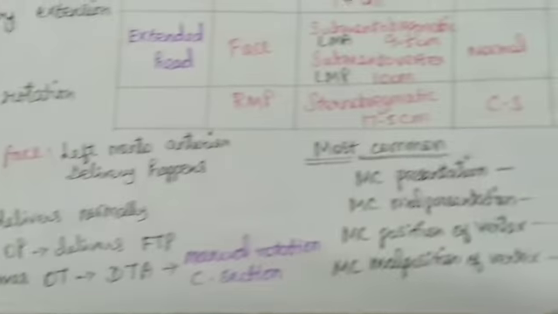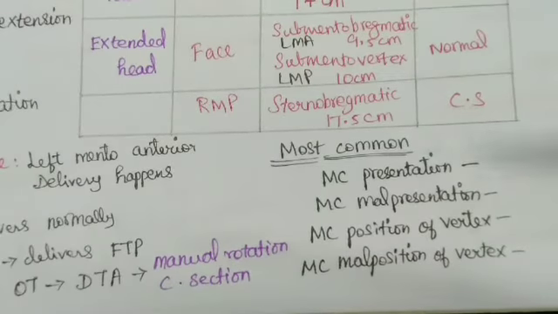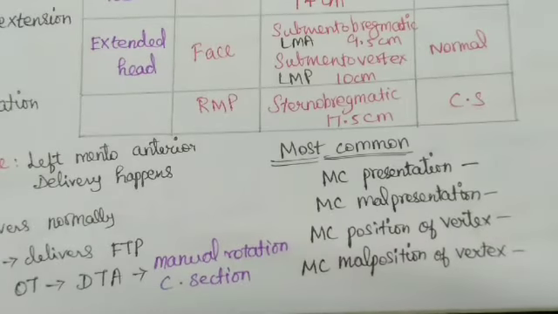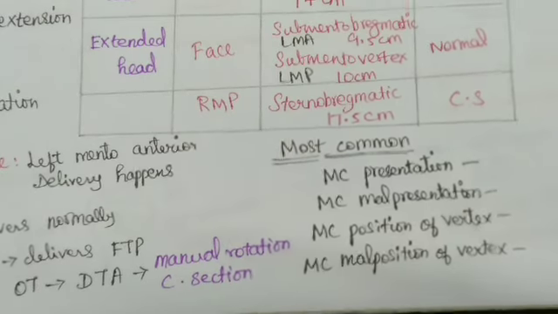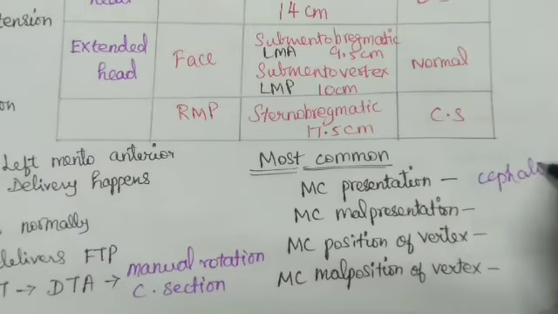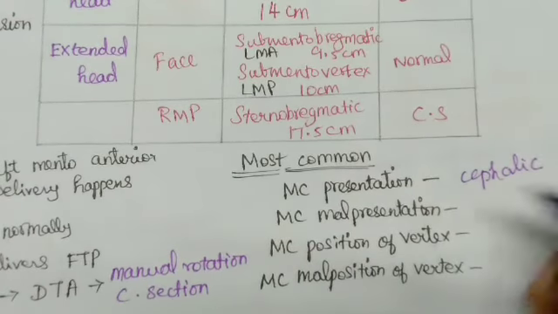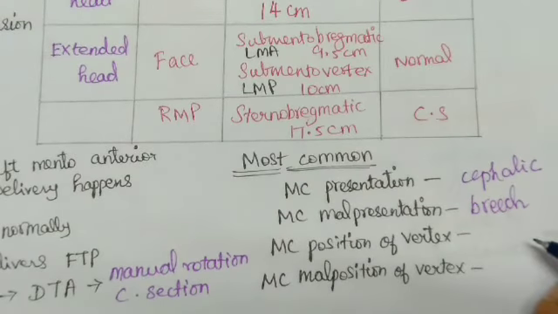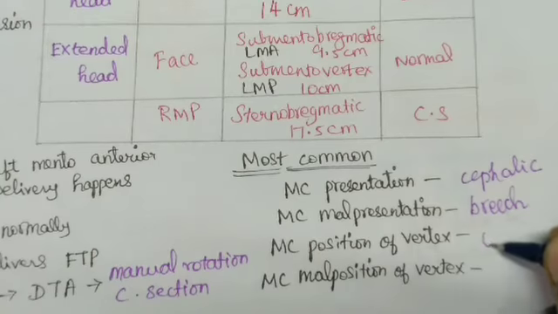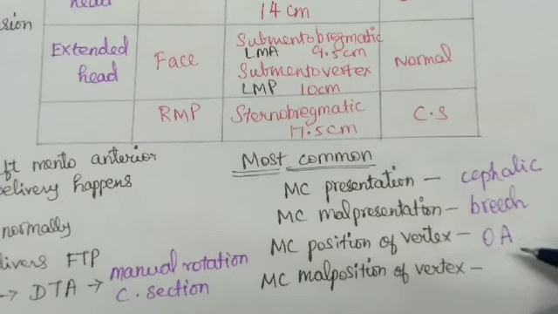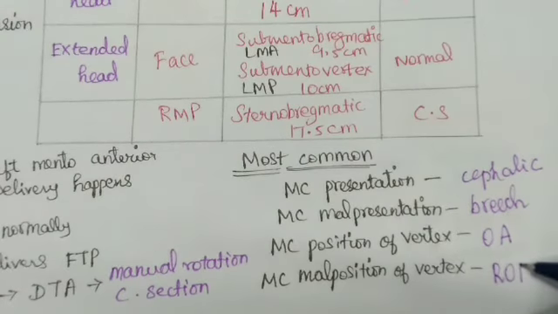And let's see some of the most common questions. Most common presentation and most common malpresentation. What is the most common position of vertex and most common malposition of vertex? Most common presentation is cephalic, and most common malpresentation is breech. Most common position of vertex is occipito anterior. Most common malposition of vertex is right occipito posterior.